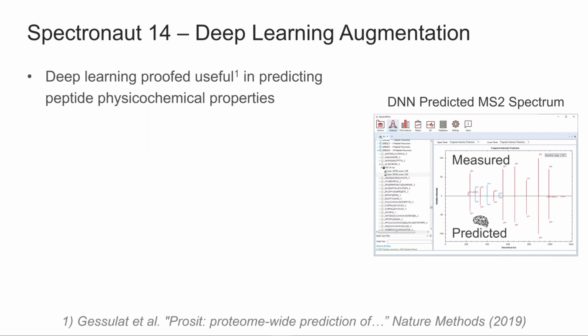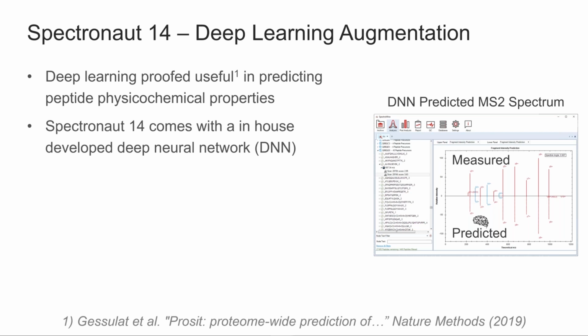Now in Spectronaut 14, we have added something new to this pipeline, and this is deep learning. Deep learning has proved to be very powerful in making predictions across various domains, but among many domains also predicting peptide physicochemical properties. And I highlighted here one paper below that was one of the first papers that showed this. Now in Spectronaut 14, we integrated an in-house developed deep neural network, and I'm going to tell you now a few features about this deep neural network.